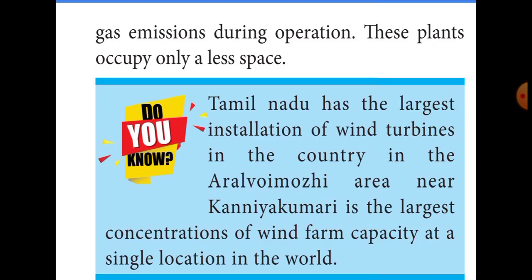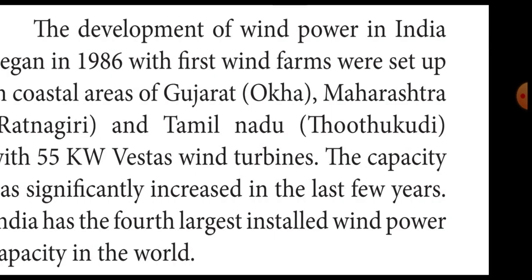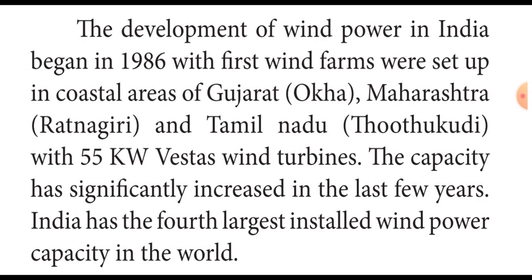It is near Kanyakumari. It is the largest wind producing area in the whole world. Then the development of wind power in India began in 1986. The first wind farms were set up in the coastal areas of Gujarat.